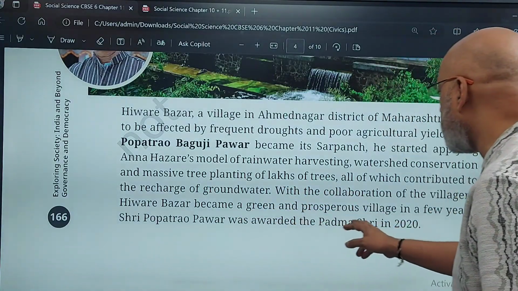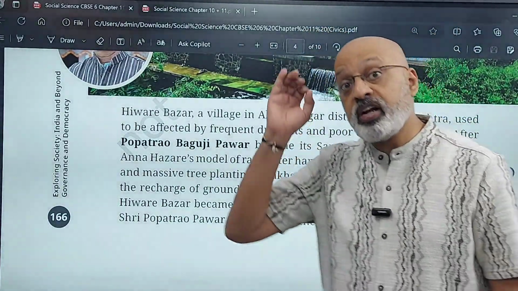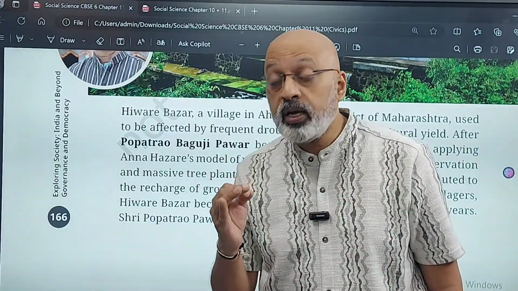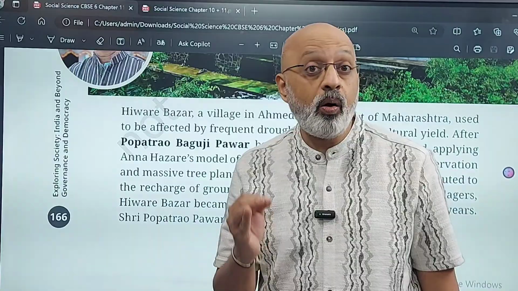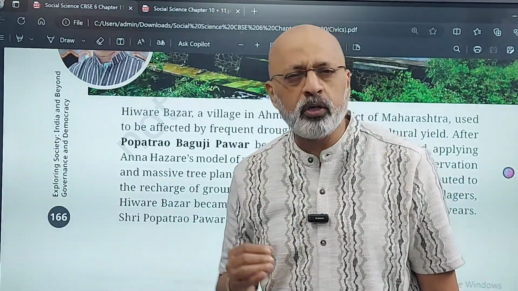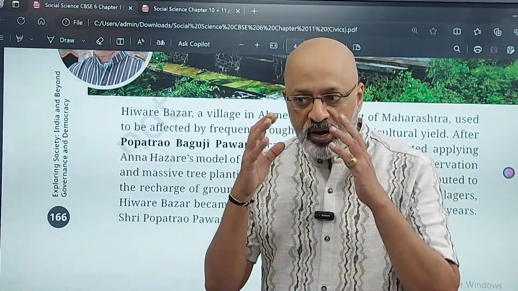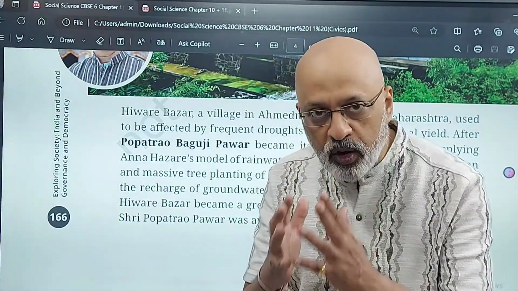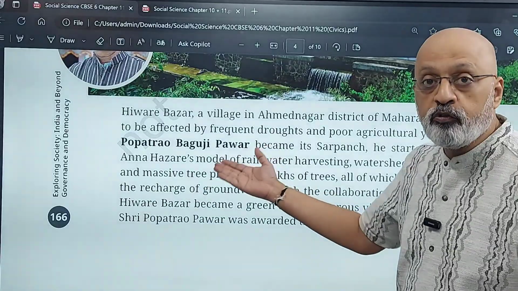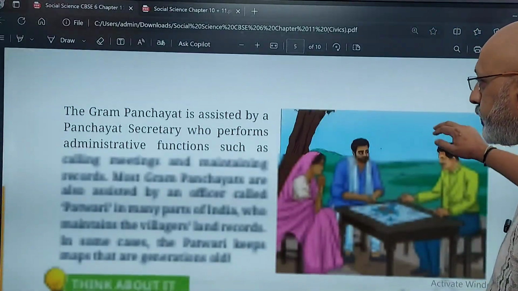Popat Rao Pawar was awarded the Padma Shri in 2020. Just imagine a sarpanch getting the Padma Shri. कितना बड़ा honor है ये, because he did quality work and positive work for his village. That's what is important. तो आप कहीं पर भी हो, अगर आपकी नीयत अच्छी होगी, if your intention is good and if you're capable of putting in hard work, you can achieve wonders. That is what the story of Popat Rao Pawar shows us. Okay, very inspiring stories.